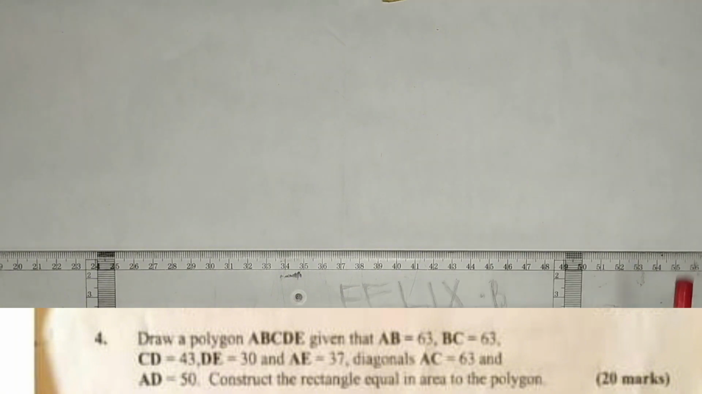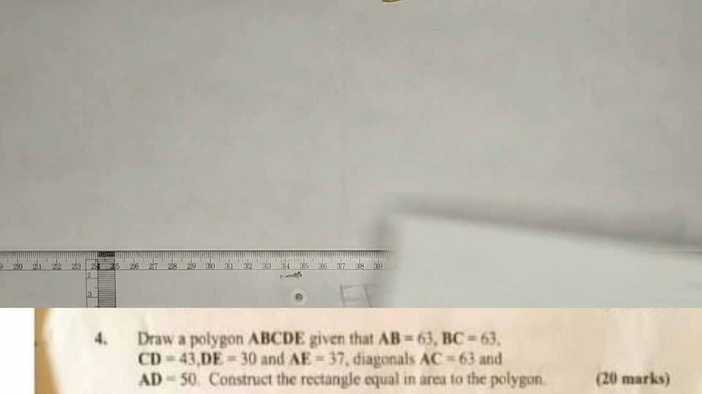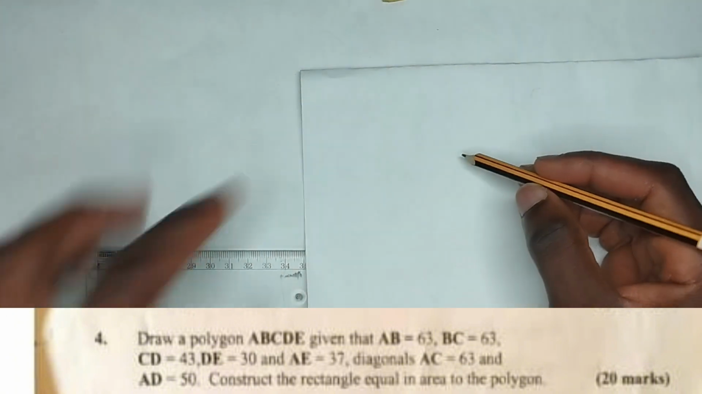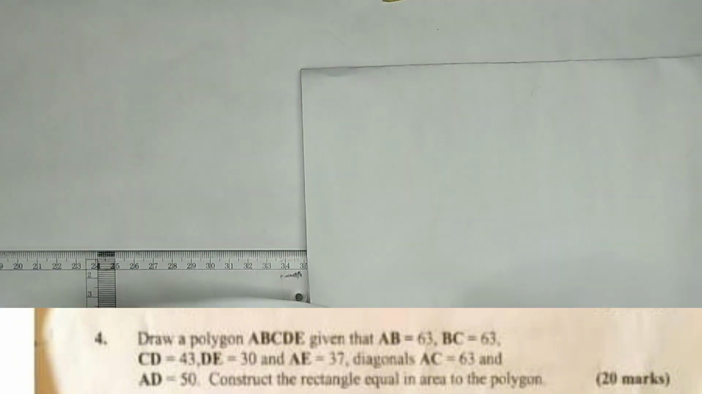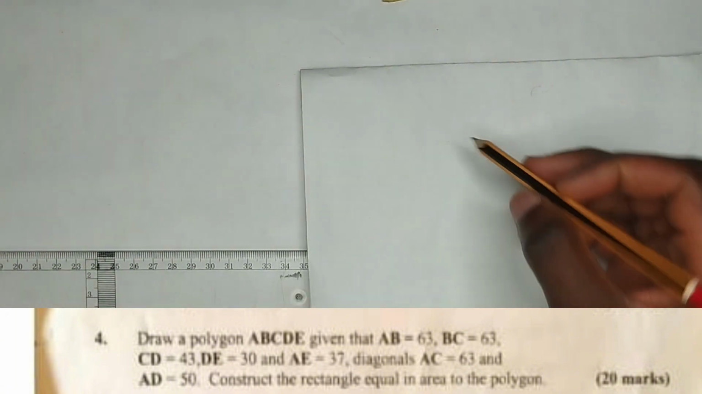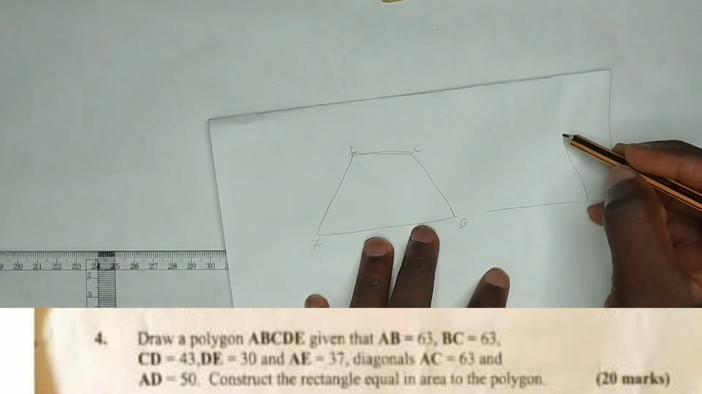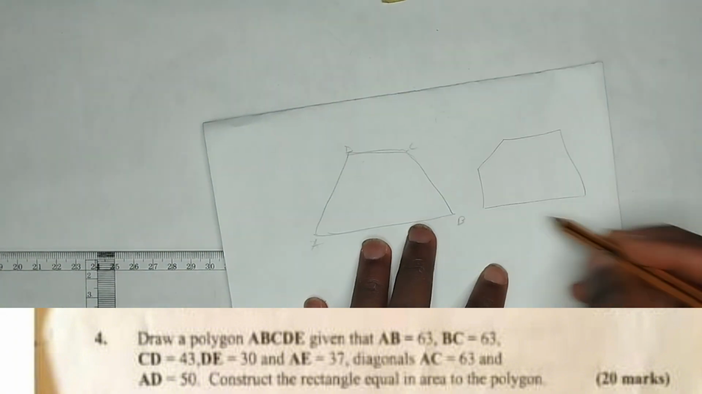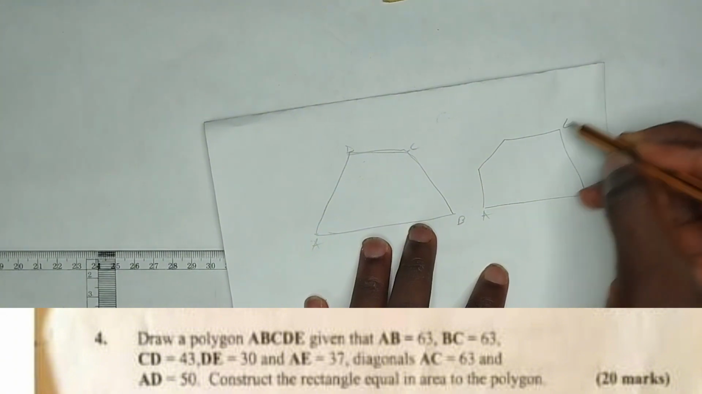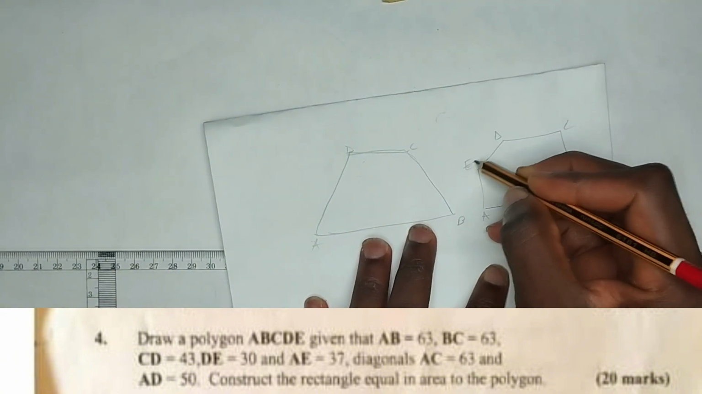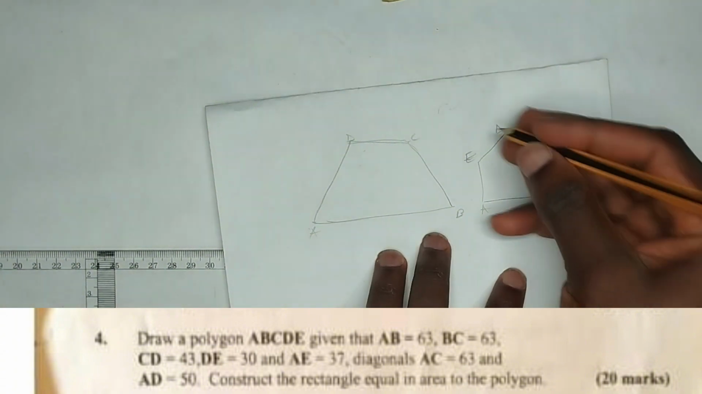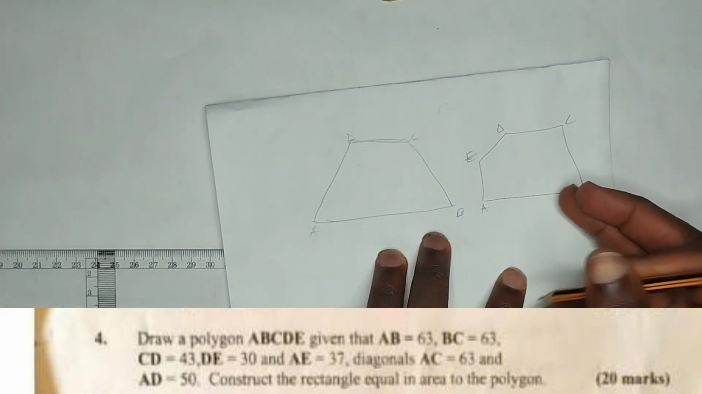This is actually an exam question that was given to me by one of my subscribers. So the first thing we are going to do is to draw a rough sketch of the polygon. We have been told the polygon has 5 sides, so definitely that is a pentagon. This is how it's going to be, something of this nature. So this is point A, B, C, D, E. All right, so this is our pentagon.